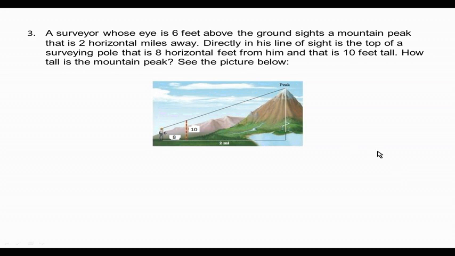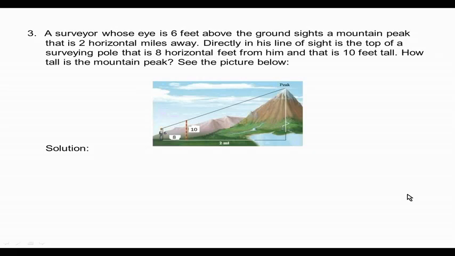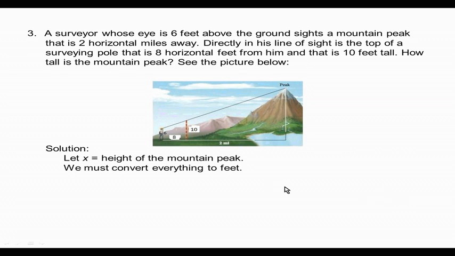So now see the picture below. Again, it looks like I have my rise over run. Now notice, these are both feet. I'd have 10 feet over 8 feet, and some miles over some miles. So our solution. That's equal to the height of the mountain peak. We have to convert everything to feet, because it doesn't say, but evidently I want to find the height of the mountain in feet, which is more normal.